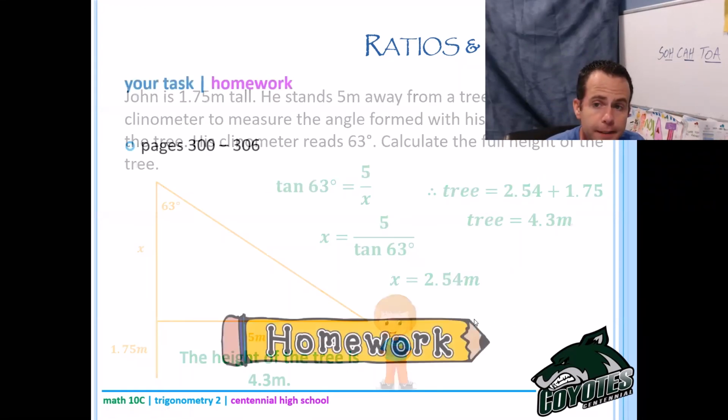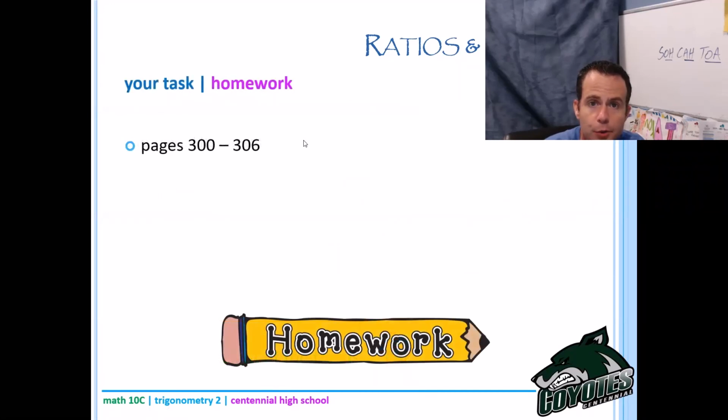So hopefully this makes sense. Here is some work for you to get going on and to see how you're feeling about things. Give yourself the time to practice. Make sure you're clearly communicating. That's the other thing with trig, is sometimes we skip steps and then we're not really communicating well. Make sure you're clearly communicating so you'll get full value for each of the questions that you do.